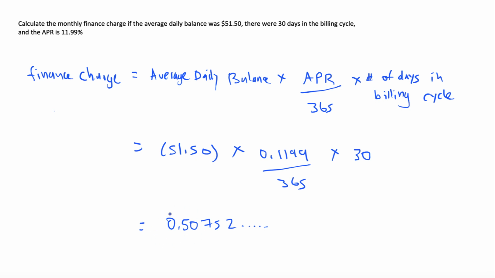Since we're dealing with money, we're going to make sure that we round this to the correct decimal place. Of course, we always deal with cents, which is 2 decimal values. So that means we're going to round this up to 51 cents. So this is the monthly finance charge. This is the interest that will be added to your statement due to the transactions that were made this particular month.